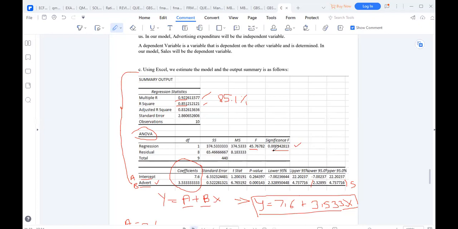We're getting 0.0014. If it's less than 5%, you're converting it to a percentage, just know that it is significant. If the p-value is less than 5%, know that the regression equation is significant. I rest my case.